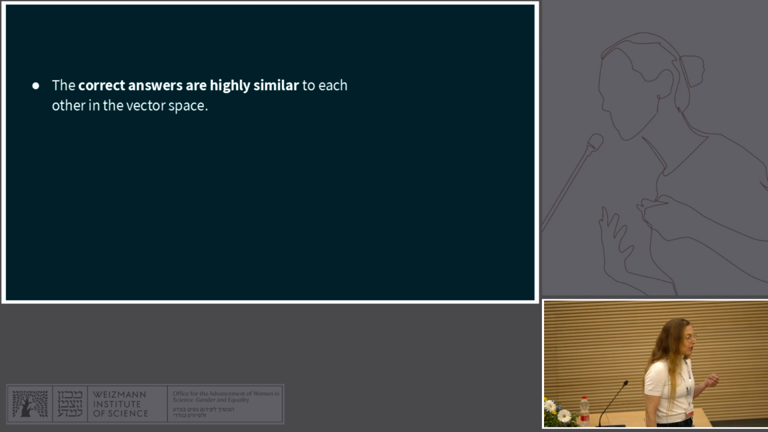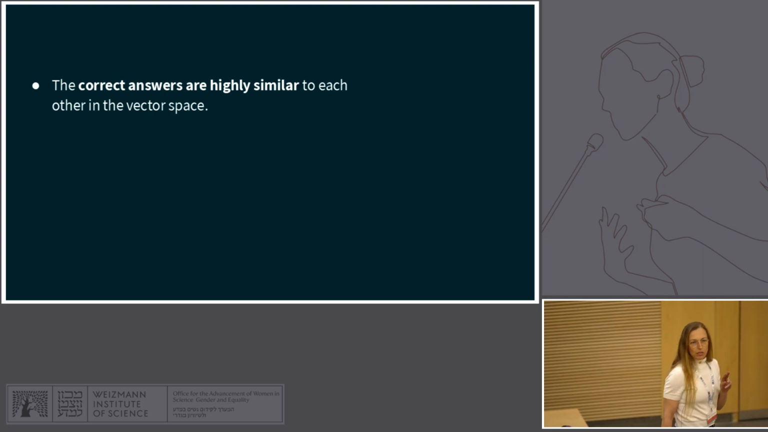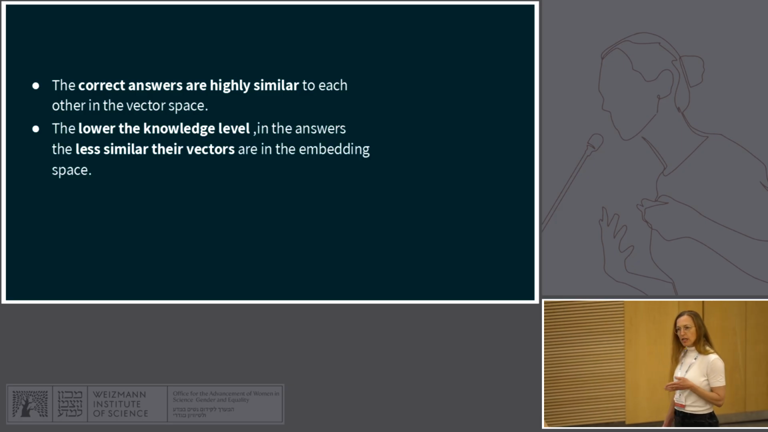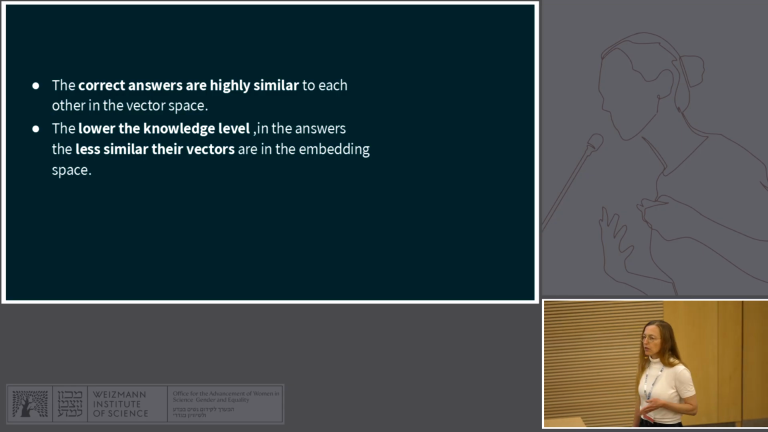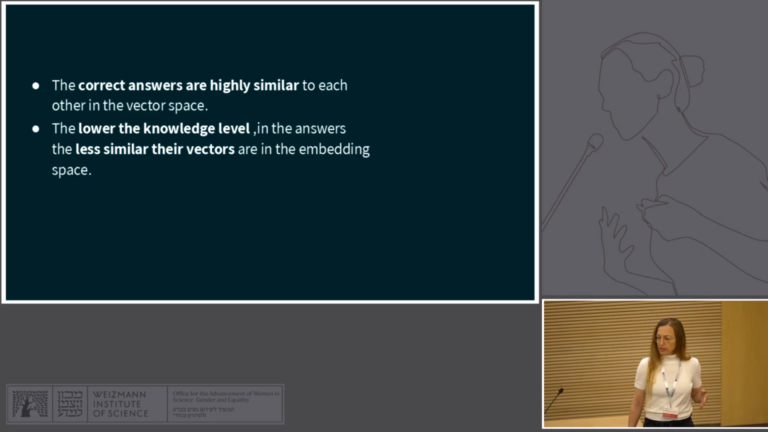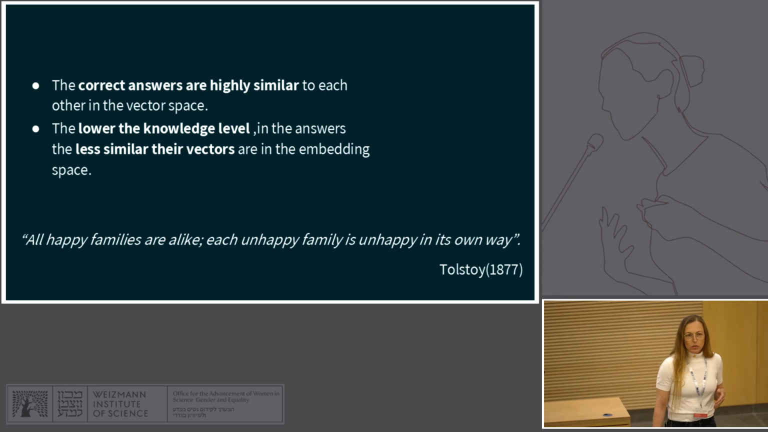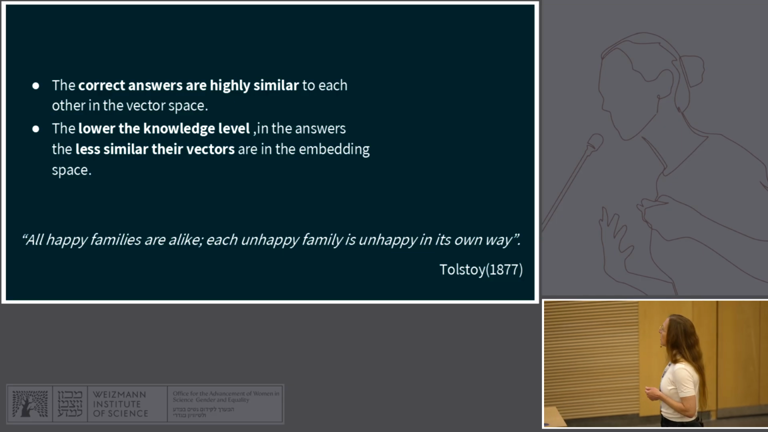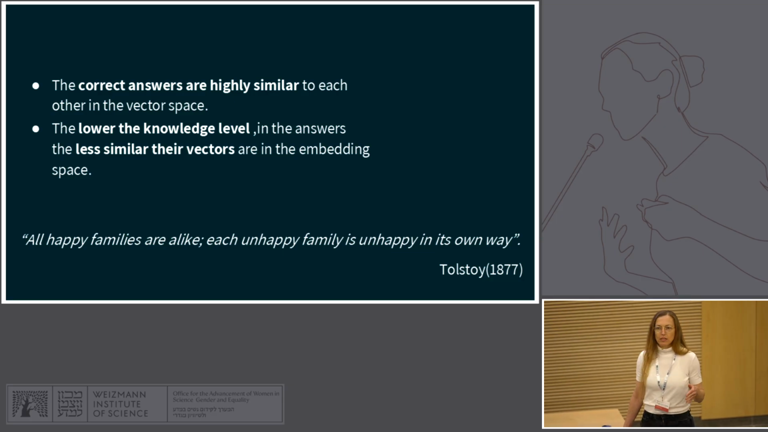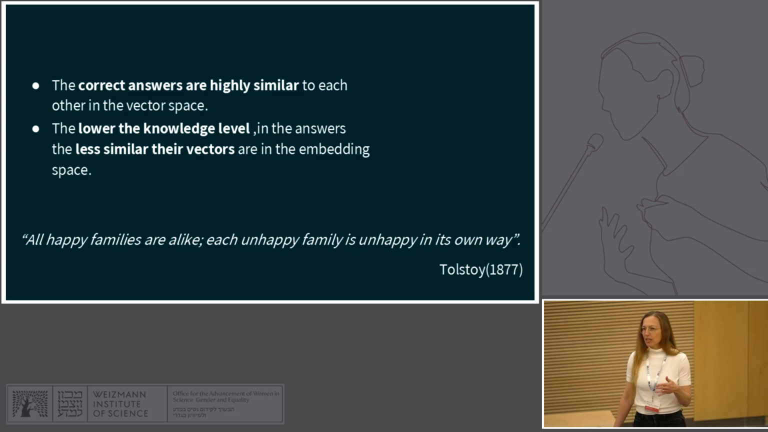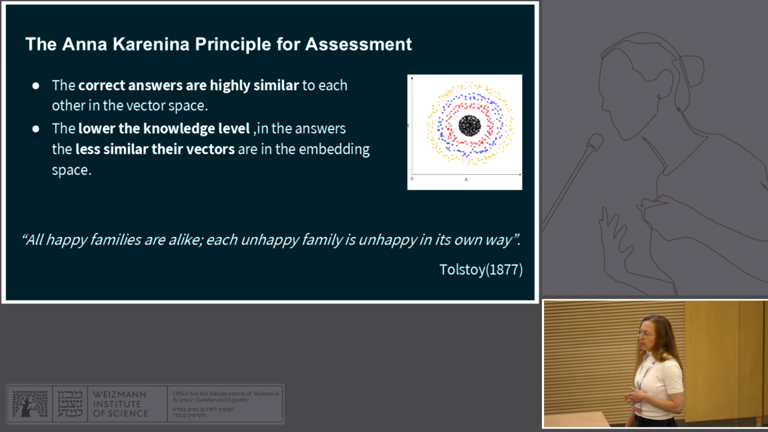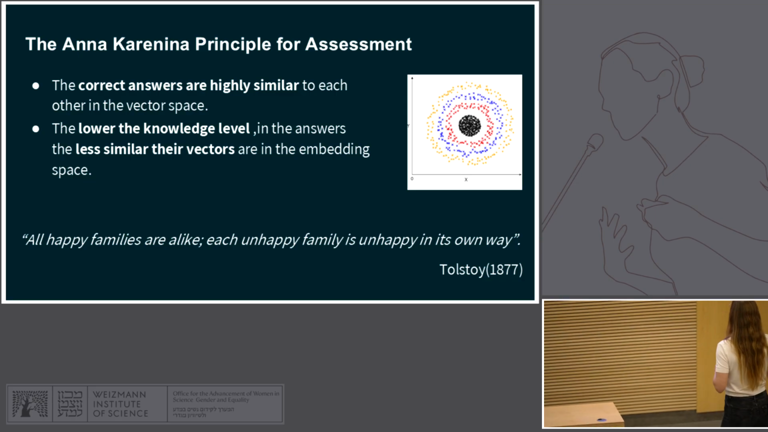The vectors of the correct answers are highly similar in the vector space. Whereas the lower the knowledge level in the answers, the less similar to each other the vectors are in the embedding space. This correlates with the famous quote from Tolstoy's novel, Anna Karenina, that all happy families are alike. Each unhappy family is unhappy in its own way, where we identify the correct answers with the happy families and the incorrect ones and the partially correct with the unhappy ones. We named it the Anna Karenina principle of automated assessment.